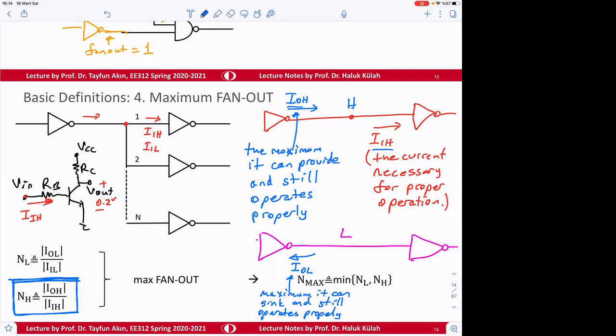But then for this one, we will call this thing I input low. I input low is the current necessary for proper operation.